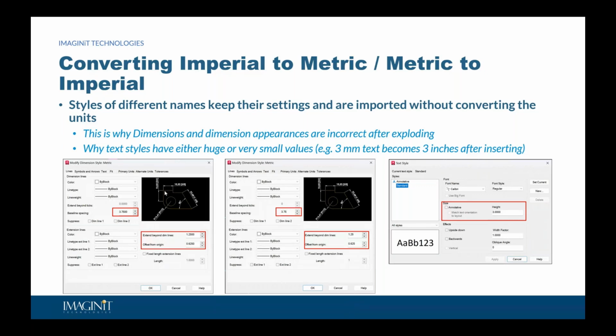And what you see here is when I brought in this style of metric, it's got 3.75 millimeters. When I explode this inside of my drawing, after I brought it in, it's now 3.75 inches. And it's 1.25 inches as opposed to 1.25 millimeters. When I bring a text style in, it will convert this text style from 3 millimeters to 3 inches. That's really where the problem becomes.